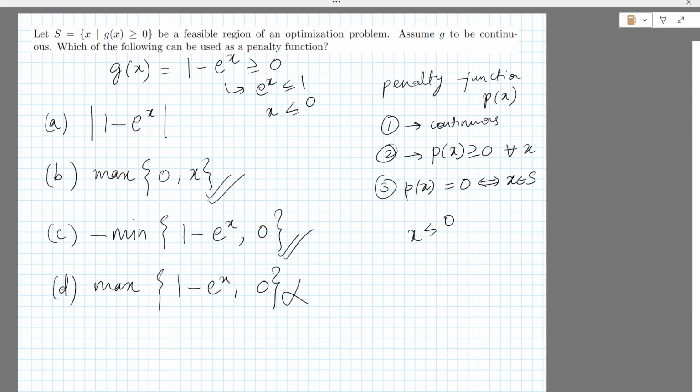Here there's a problem, right? Because this is zero only when x is zero. It will be zero, right. Otherwise, it is not zero. So we want to have it zero for a feasible set. So it is not zero for the feasible set. Yeah, makes sense.